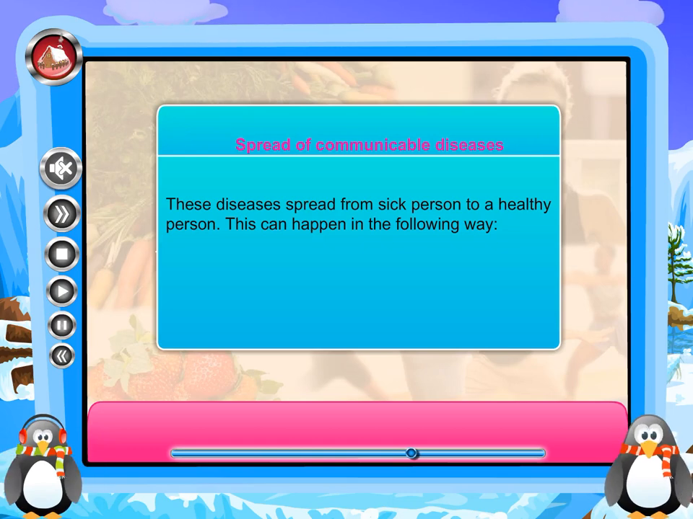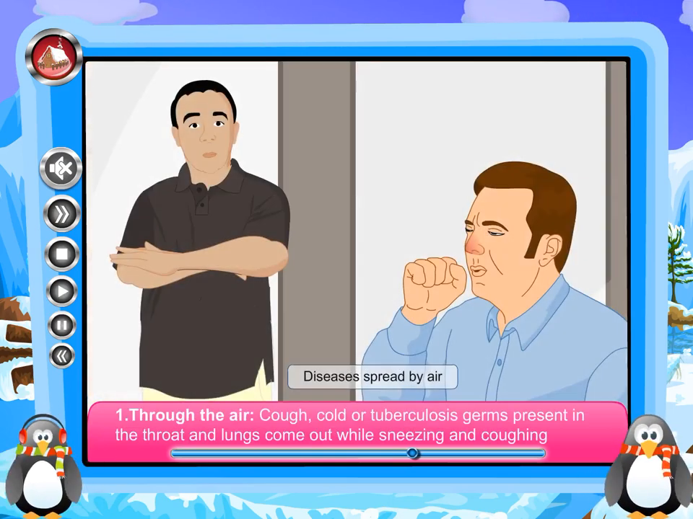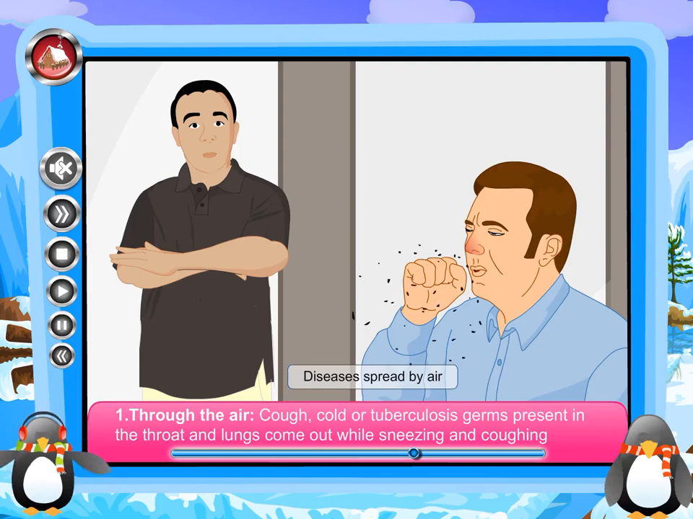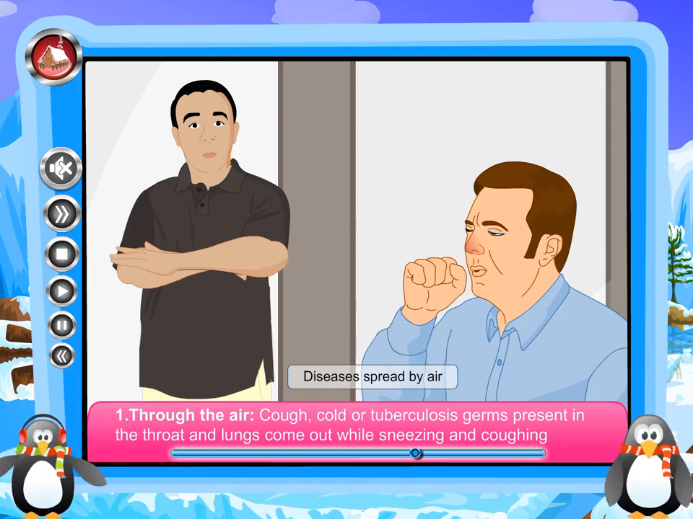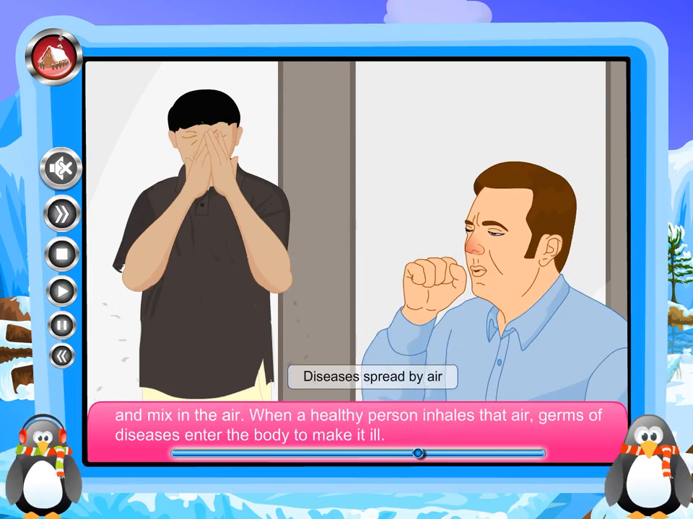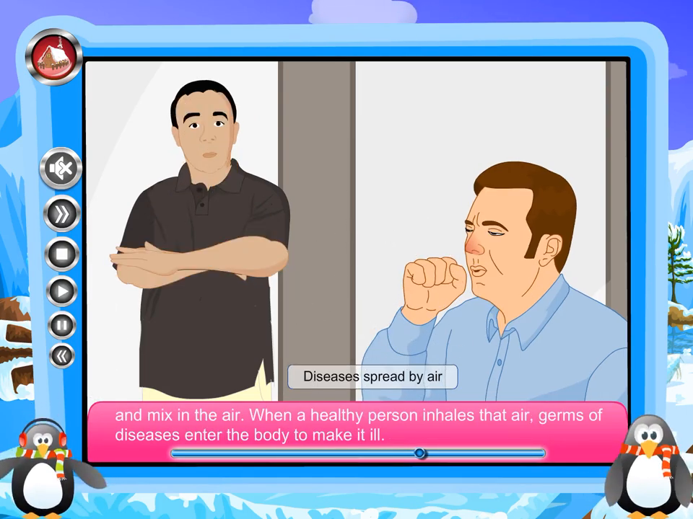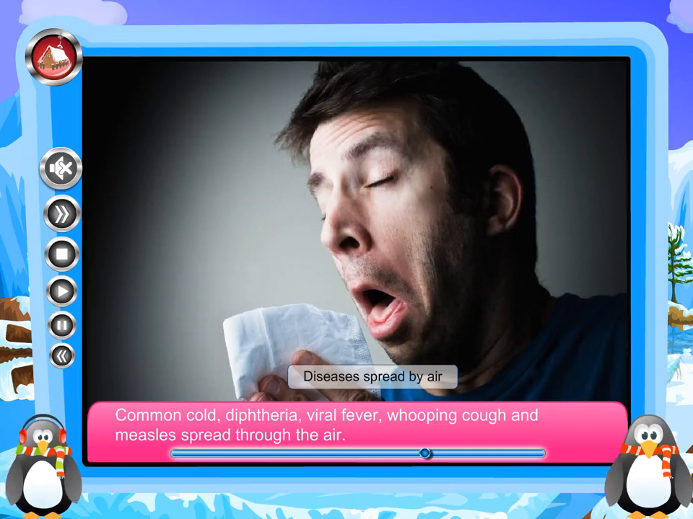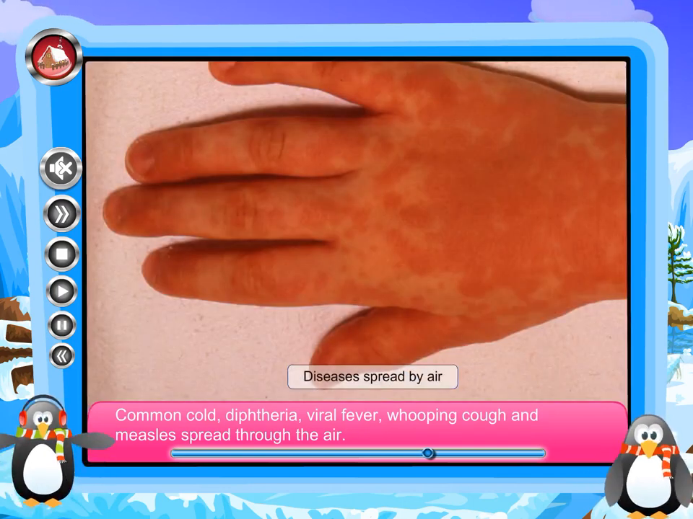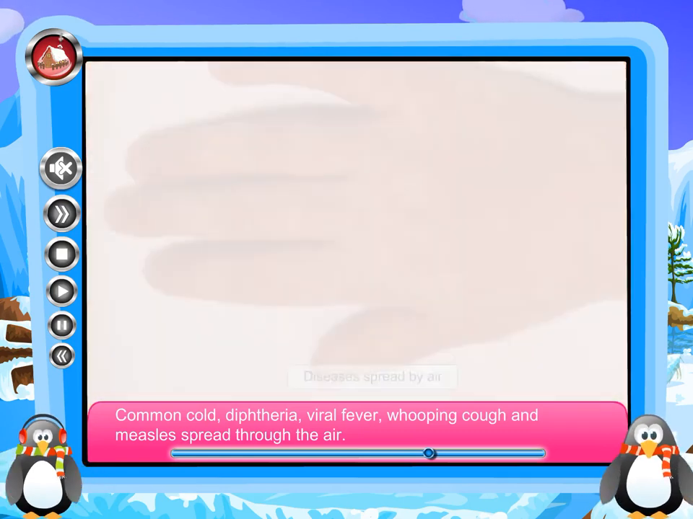This can happen in the following ways: through the air. Cough, cold or tuberculosis germs present in the throat and lungs come out while sneezing and coughing and mix in the air. When a healthy person inhales that air, germs of diseases enter the body to make it ill. Common cold, diphtheria, viral fever, whooping cough and measles spread through the air.